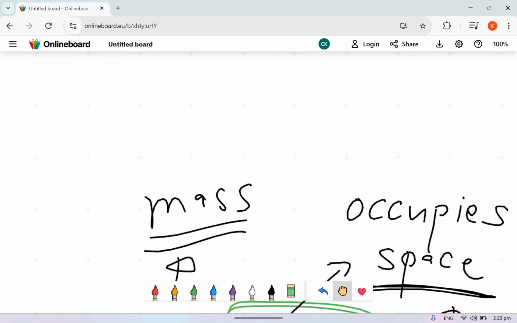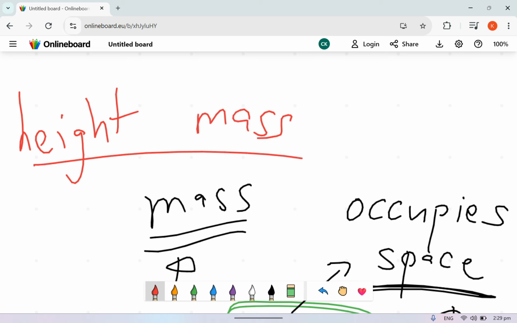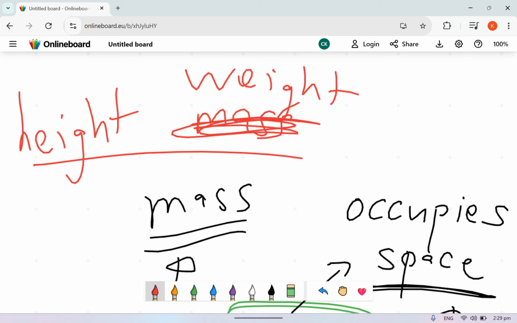Okay, mass. A lot of people say take your height and weight, right? Wrong. Actually, you can't say take your height and weight. Basically, what they mean is height and mass. But that's not a very nice way to say it, it doesn't ring. So they just say weight. But scientifically, you cannot say height and weight. It does not make sense.